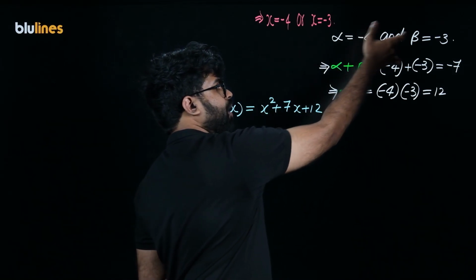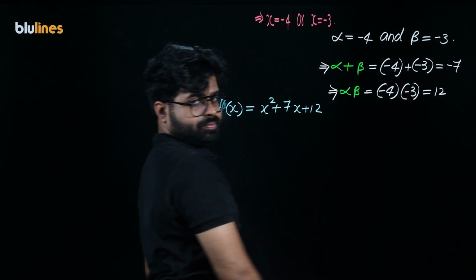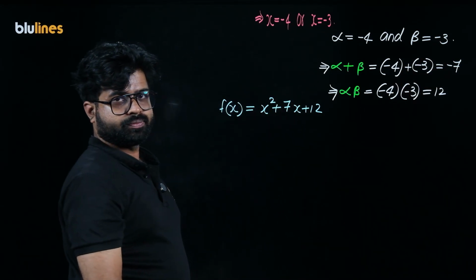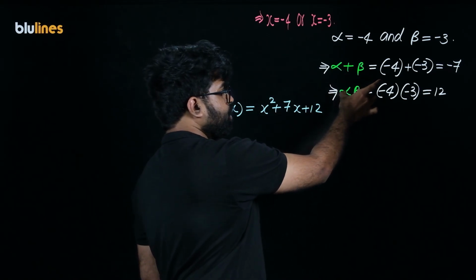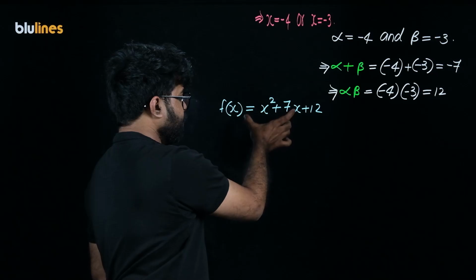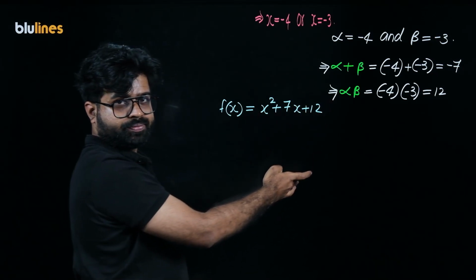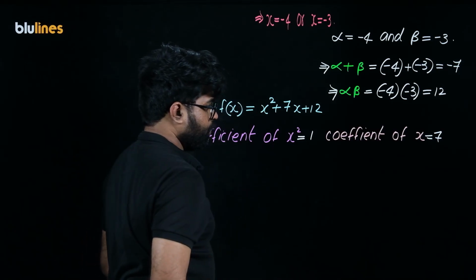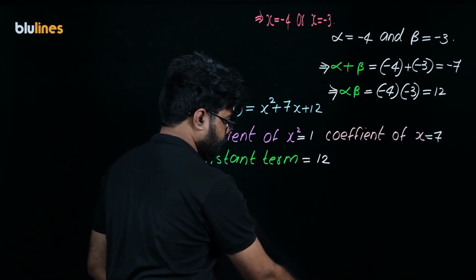When we add, we have the answer as negative 7. You can see the coefficient of x, that is positive 7. You can also see that the product of the roots alpha beta was equal to 12. In fact, our constant term in our f of x was also equal to 12. So the coefficient of x square is equal to 1, coefficient of x equal to 7, and constant term is equal to 12.